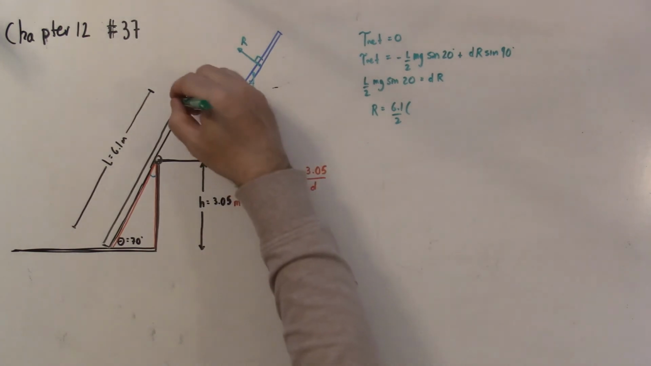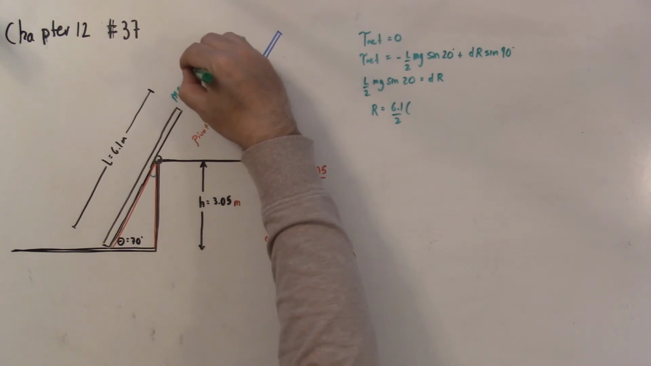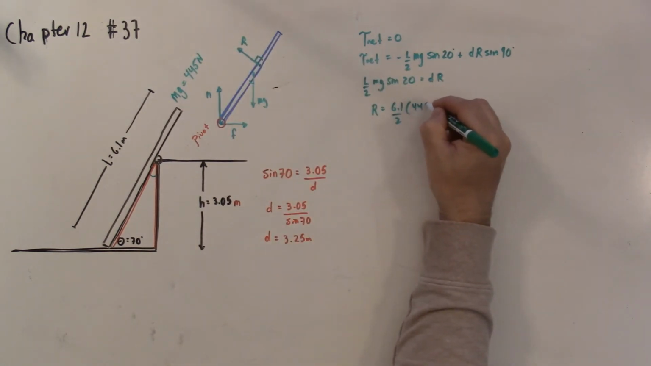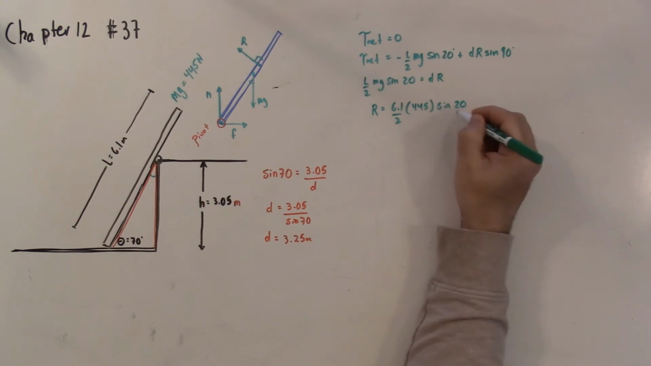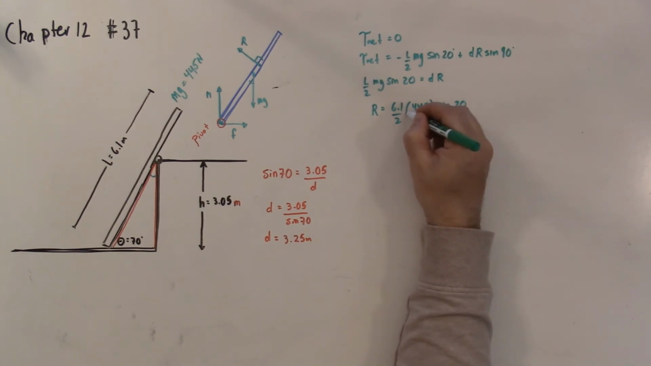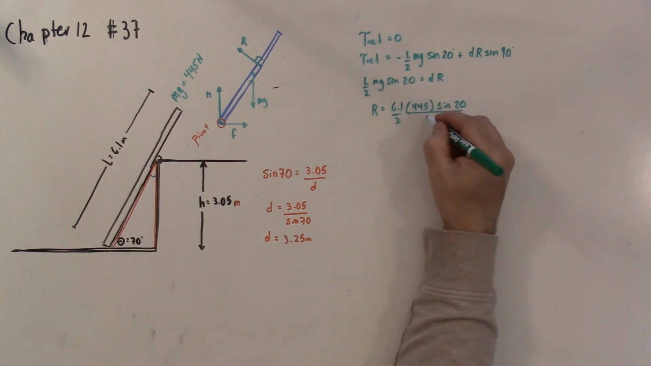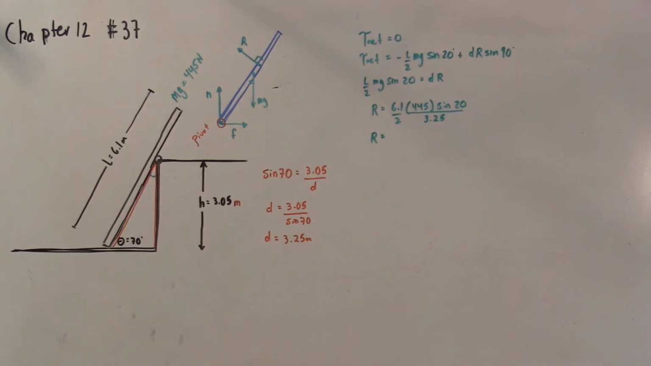that the plank weighs 445 newtons, so the mg value is 445 times sine 20. Okay, and then to get that, we're going to divide all of this by my d value, which is 3.25. So when I go to calculate the r value here, let me just put it in one more time, make sure I didn't make any mistakes.